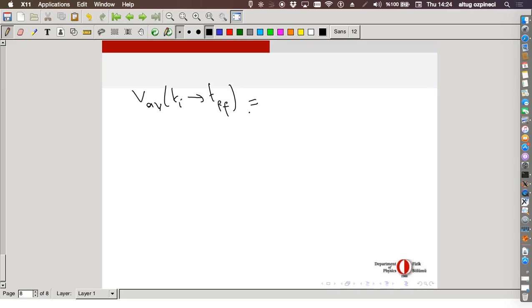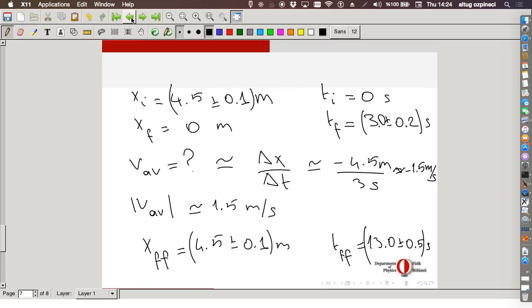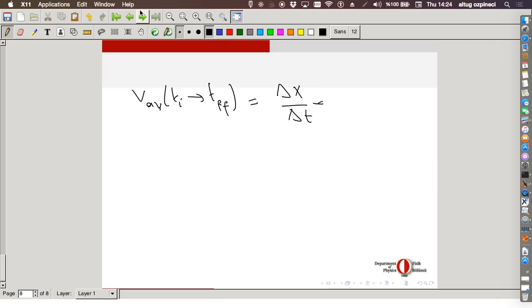Why 0? He started from this point, he ended at the same point. So within error bars it is 0. So delta x is 0. So whatever the value of delta t is, since delta x is 0, it is 0 meters per second.